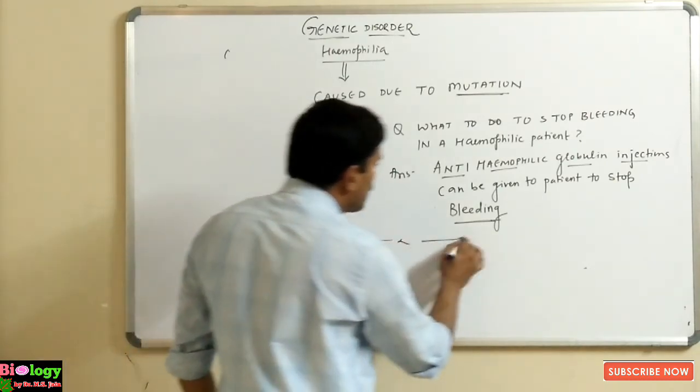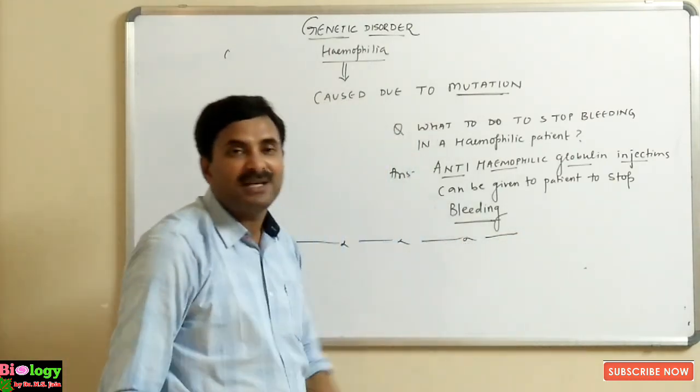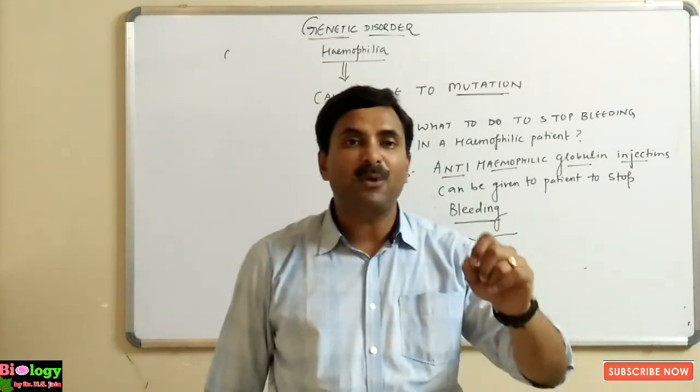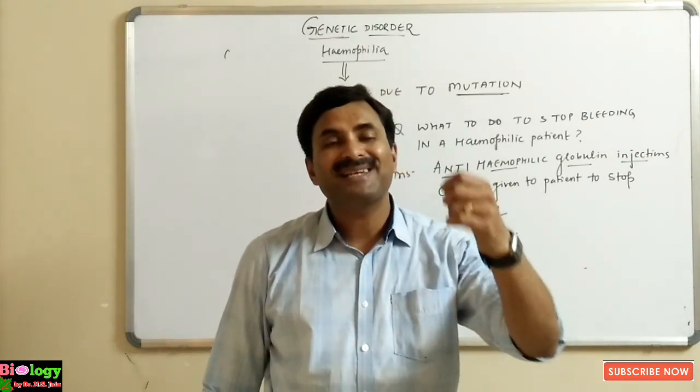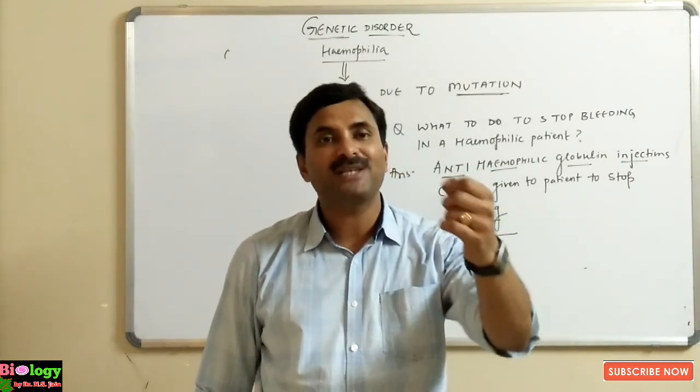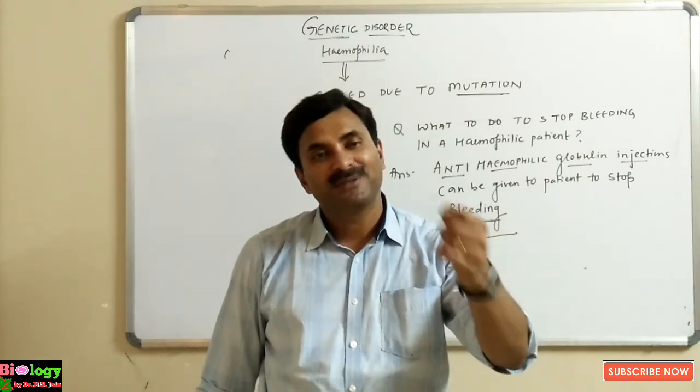Okay, so this was all about hemophilia. Keep watching. We will be talking about one more X-linked recessive trait known as color blindness in the next video. Thanks a lot.